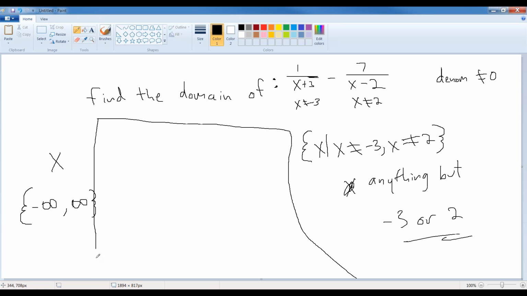Another type of question you might get is one that has a square root. So let's say I ask you to find the domain of the square root of x minus 3. One thing we know about square roots is they cannot be negative. If square roots are negative, that's called an imaginary number, because if you think about it, let's say we have the square root of -16, there is no number that this can be.